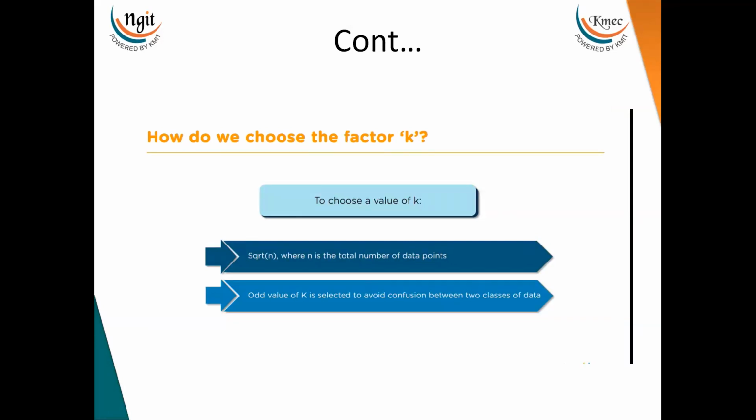Suppose I got a square root as an even value, so I have to convert it into an odd value. Suppose I got the square root 2. In total I have 4 data points and I got the square root, which is 2. So I cannot consider 2 as a k value, because we always consider k as an odd value. So in place of 2 I'll take 3. In that way we are going to find the value of k.